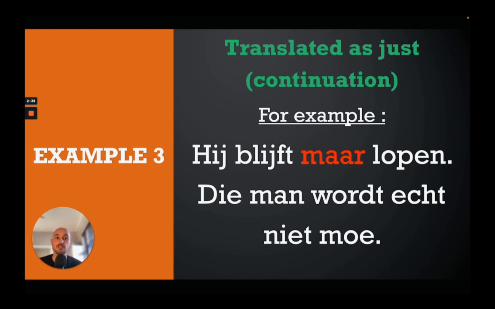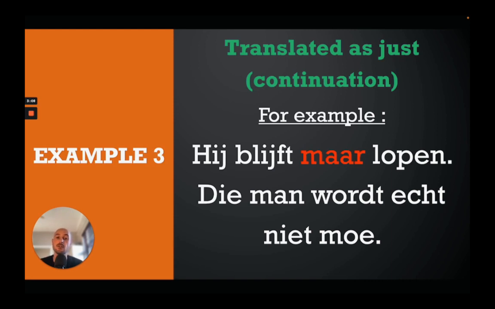Right? We go to example number 3. Translated as just, right? As a continuation. For example, hij blijft maar lopen. Die man wordt echt niet moe. That basically means he just keeps on running. That man is not getting tired, or is really not getting tired. Alright, so as you can see, maar in this case is just. He just keeps running. Right, and that indicates continuation.